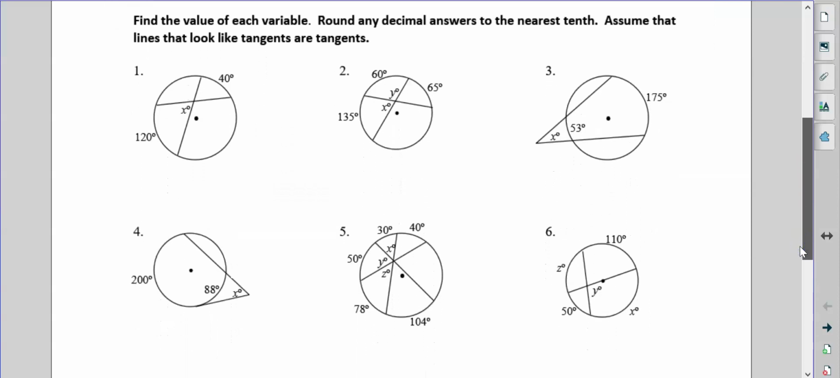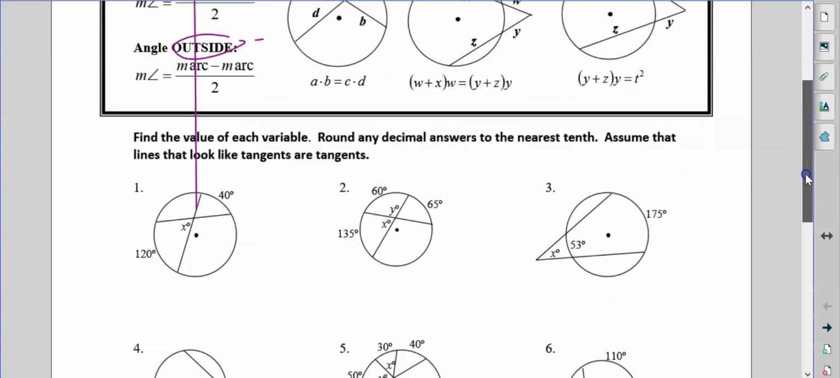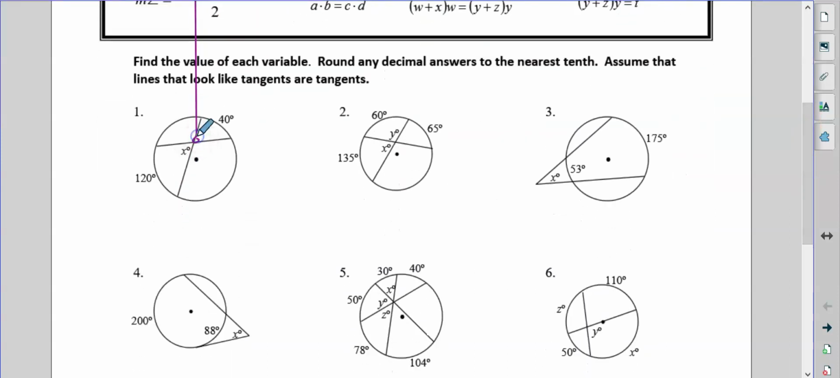So the intersection is inside, right here. So we're going to take this number and this number, add them together, and divide by 2. So 120 plus 40, divide by 2, x equals 80. This one we're trying to find x and y.